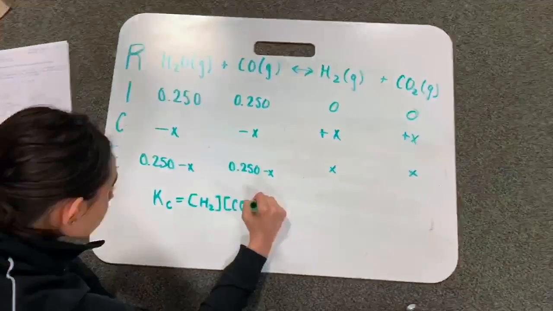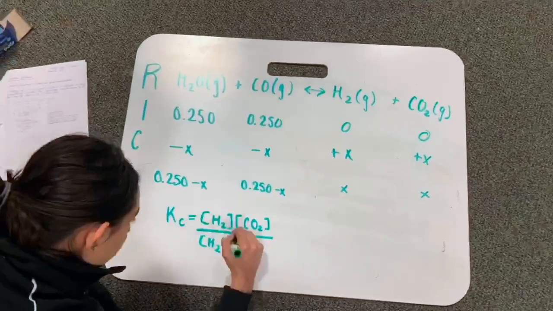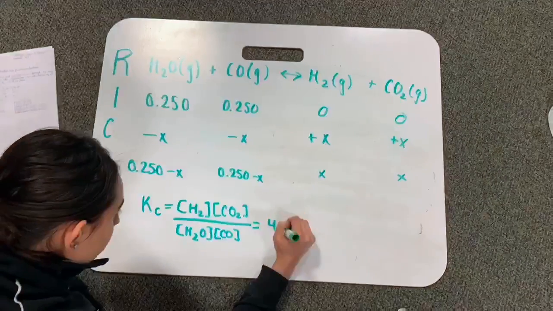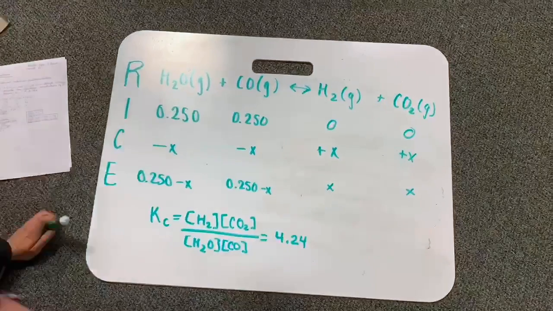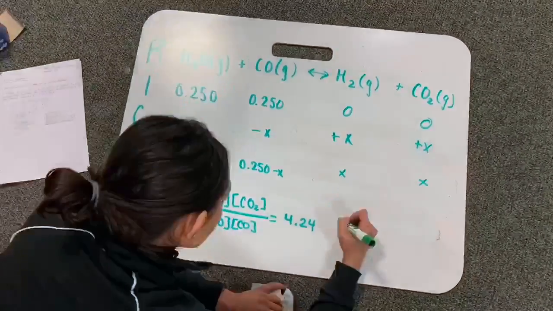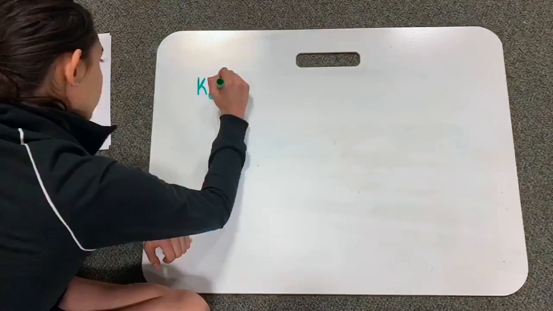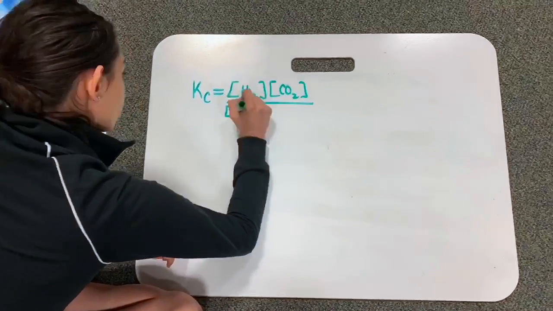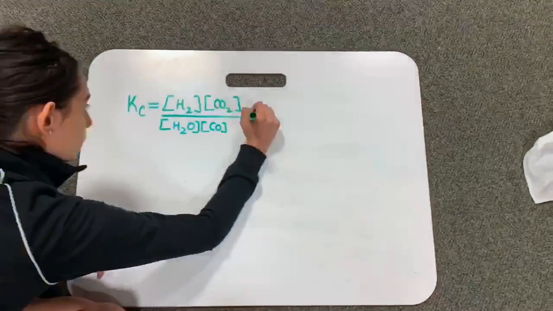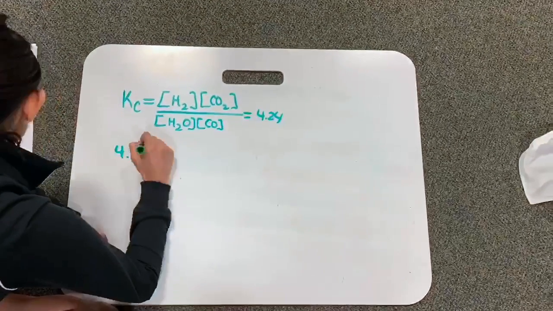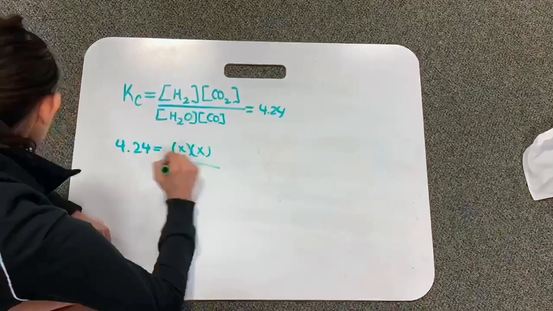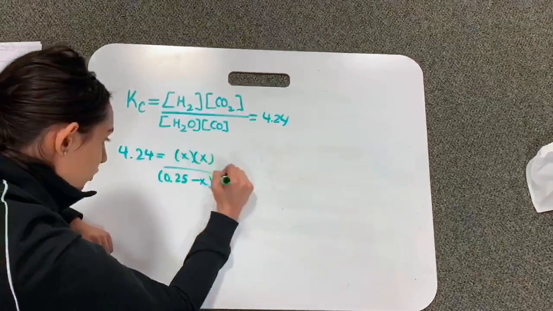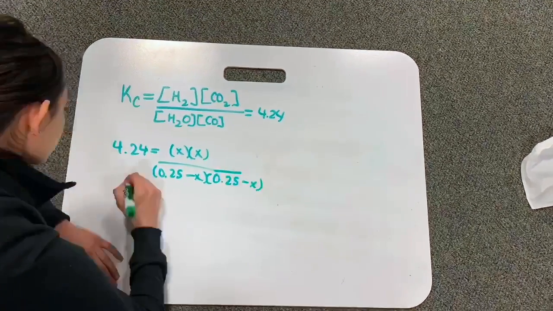The expression is the concentration of H2 times the concentration of CO2 divided by the concentration of H2O times the concentration of CO, which equals 4.24. Substituting in the equilibrium concentrations of the gases, we get 4.24 equals X times X over 0.25 minus X times 0.25 minus X. Solving for X, we get 0.154 molar.